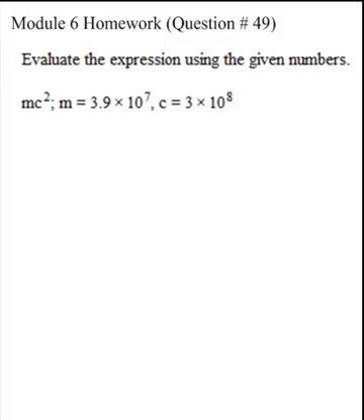The directions state to evaluate the expression using the given numbers. The expression is mc squared, and they give us two values, one for m and one for c. First thing I'm going to do is actually just rewrite the expression. It is m times c squared.